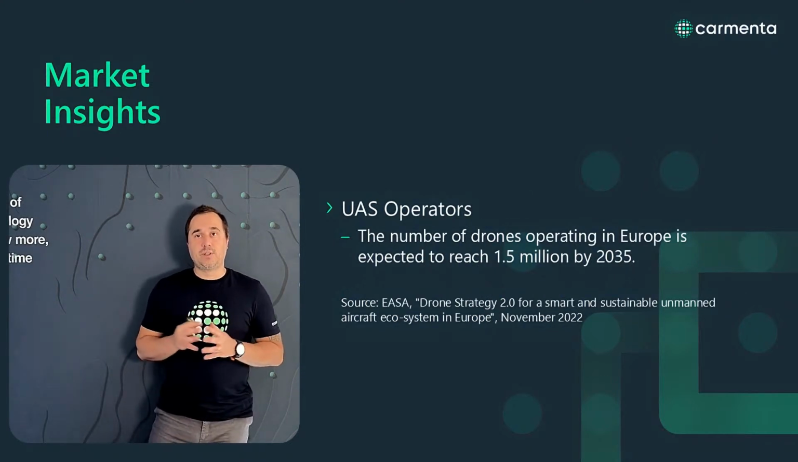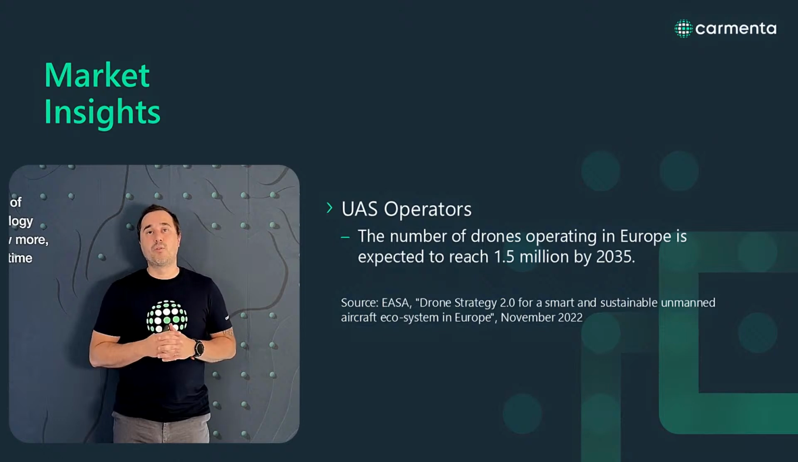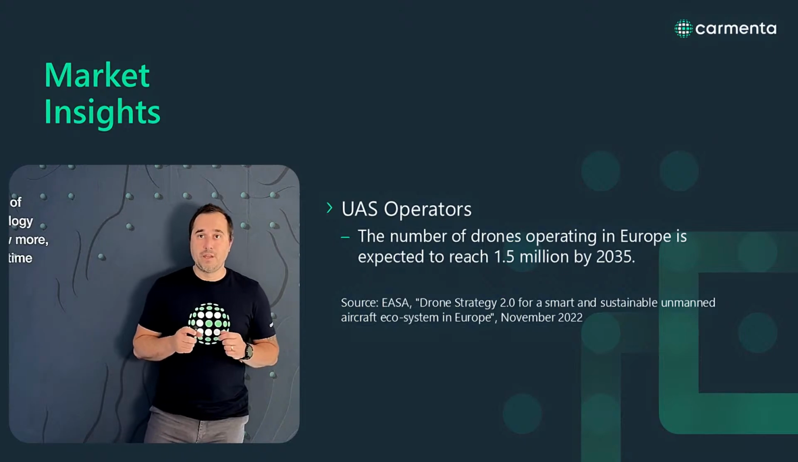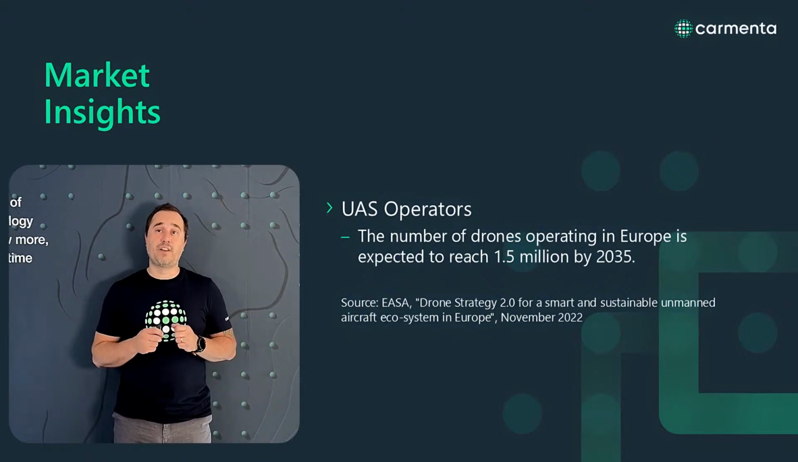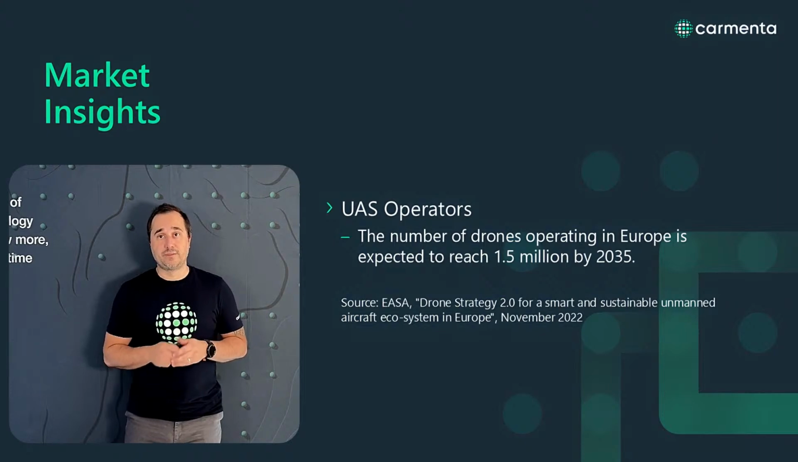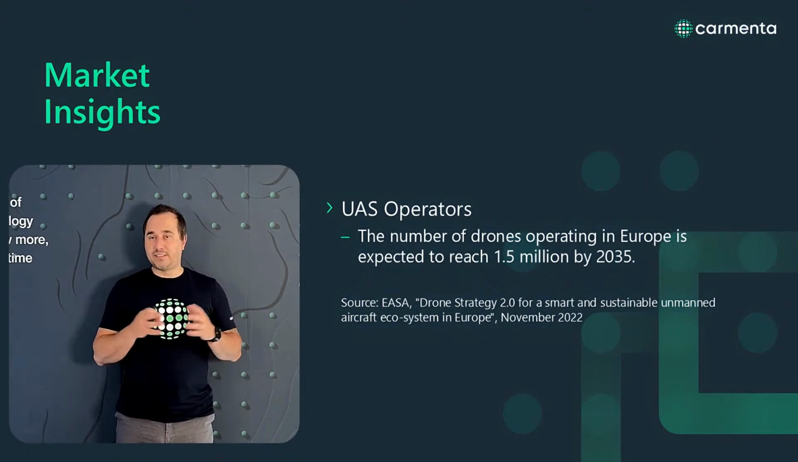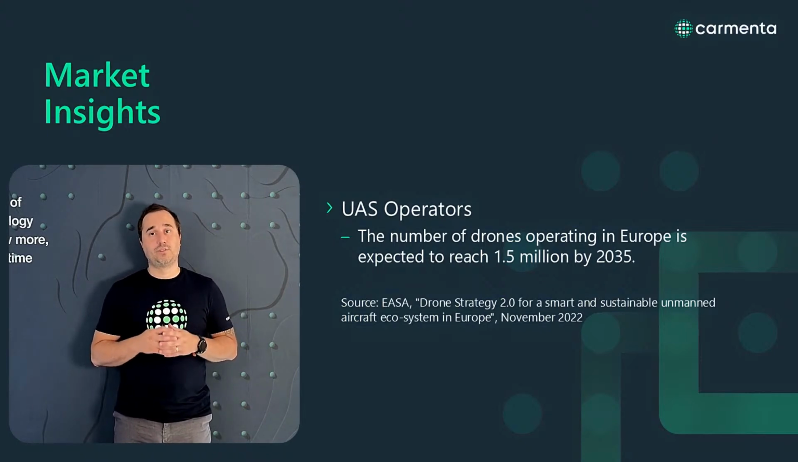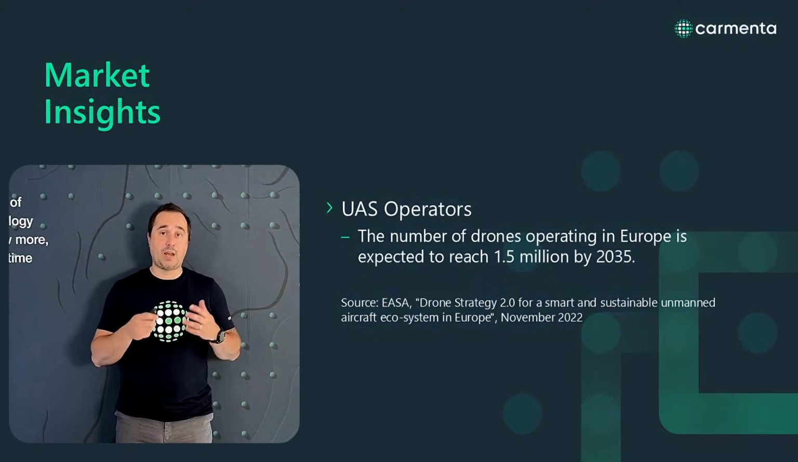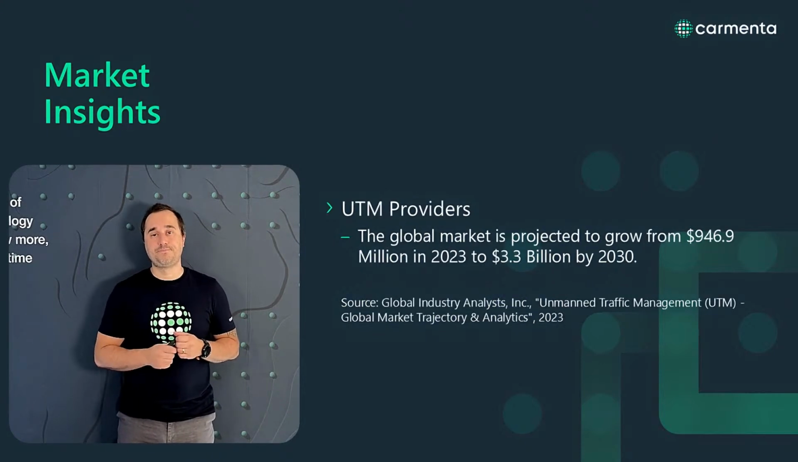So next one I have here for you is more focused on UAS operators, from the European Union Aviation Safety Agency. They published in 2022 that the number of drones operating in Europe is expected to reach 1.5 million by 2035. And this includes an estimation of an average of 1 million for leisure use, but 500,000 for commercial and government use. So for operators, that shows that the commercial applications are getting more and more common.